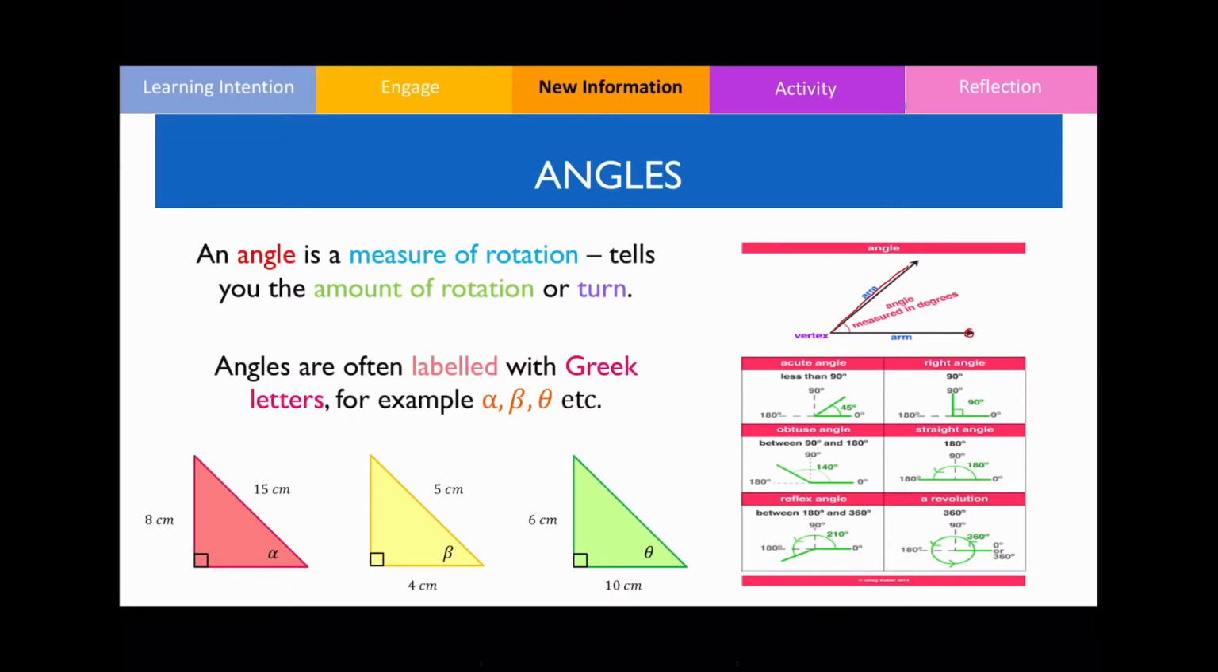And often we label unknown angles or missing angles with Greek letters. For instance, we might use alpha, beta, or theta, but there are other Greek letters that could be used as well.